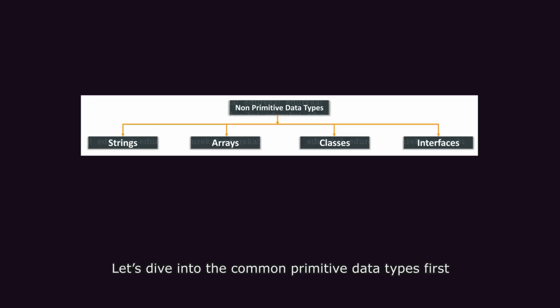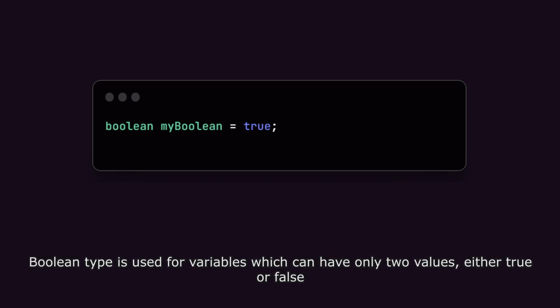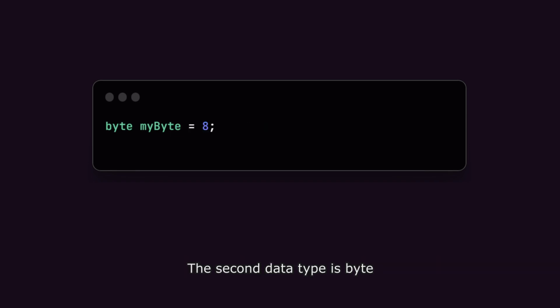Let's dive into the common primitive data types first. The first primitive data type is called boolean. Boolean type is used for variables which can have only 2 values, either true or false. If we try to assign any other value to a boolean variable, it will cause an error.